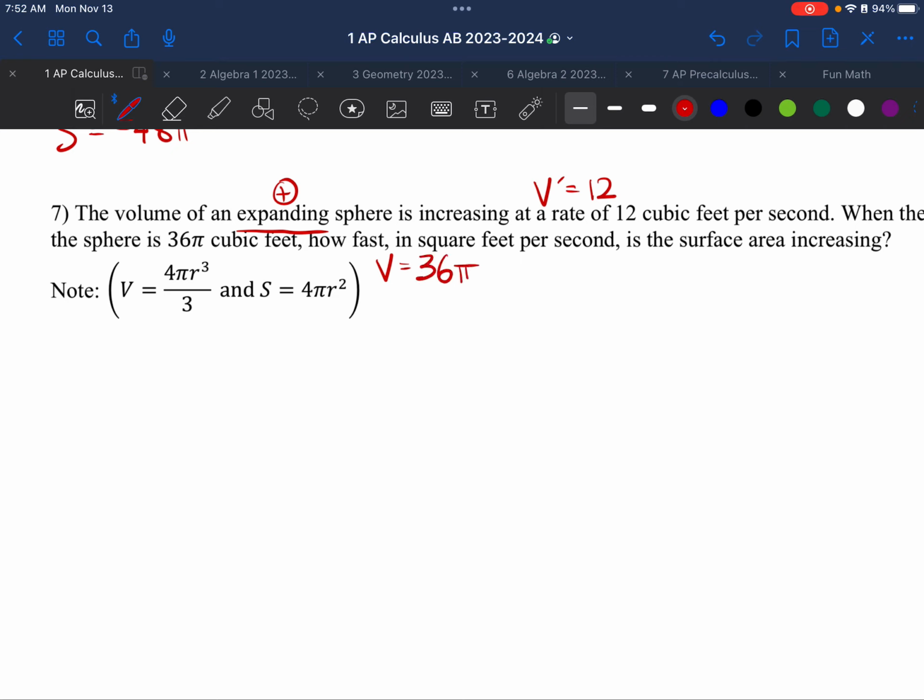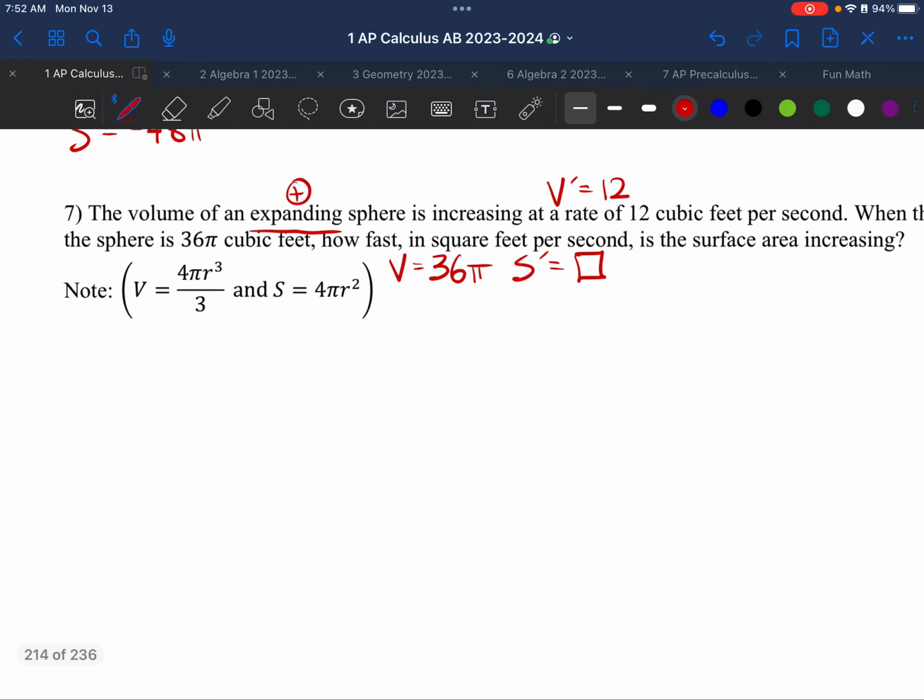And we're looking for how fast in square feet per second is the surface area. We're looking for a surface area prime. This feels like a genuine AP question because we have a lot of different things happening at the same time. First of all, I have a V prime and an S prime and a V. There are 3 different equations that I'm going to be using here. So let's write down each of those equations.